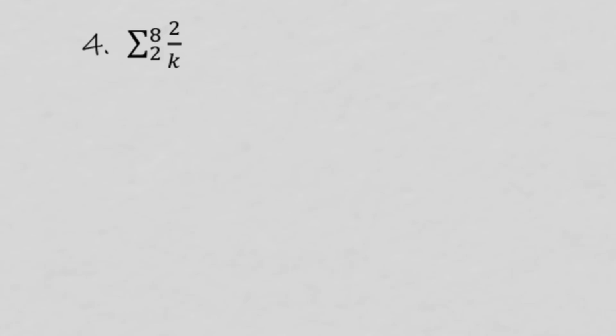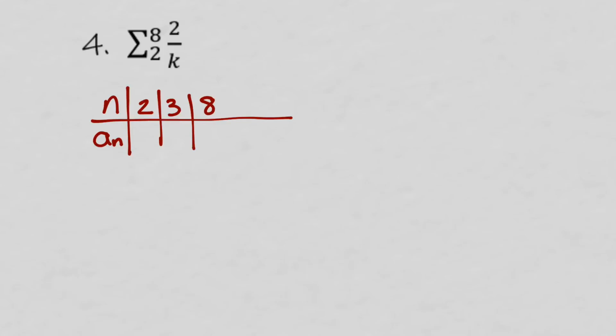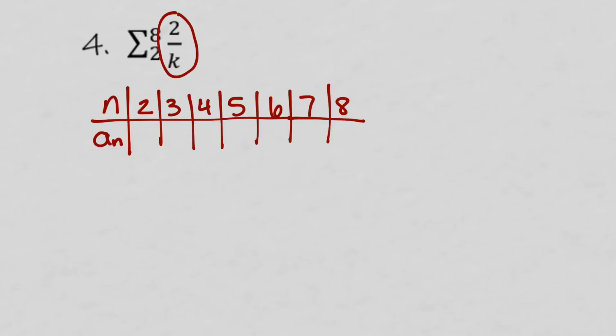And then number 4 here. Let's do my little chart. This starts at term 2. This should have said k equals 2 on the bottom. I'm sorry, I had a typo. And it goes all the way to term 8. So 2, 3, 4, 5, 6, 7, and 8. And this is 2 divided by k. In this first column I should have written k, and this is a_k. All right, so 2 divided by k, and my k is 2, so 2 divided by 2 is 1.